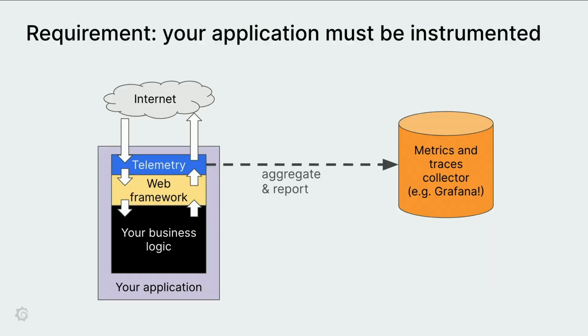To get this information from your application, you need to instrument your application. Instrumenting your application means adding a layer for telemetry. This telemetry layer will inspect some points of your application, like, for example, the web services, and will aggregate some information from them and will report it to a collector. It can be a local collector, or it can be a remote collector, like the Grafana Cloud service.